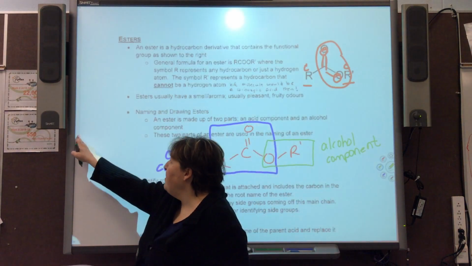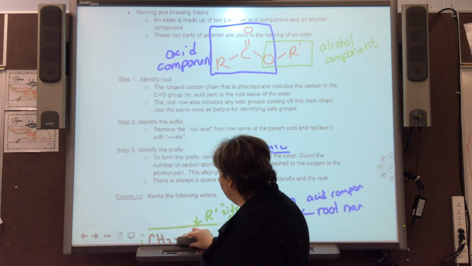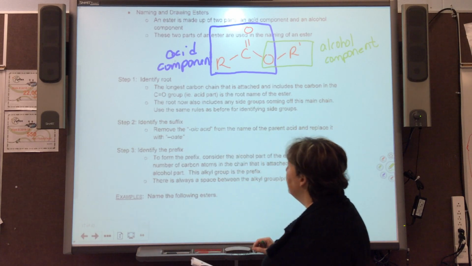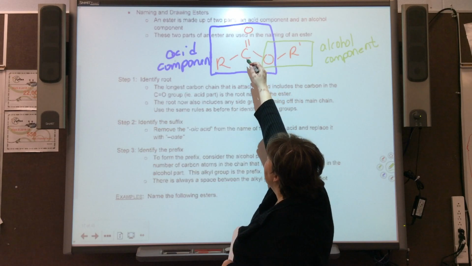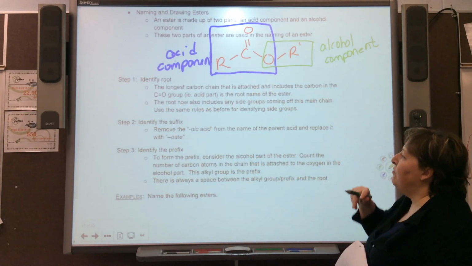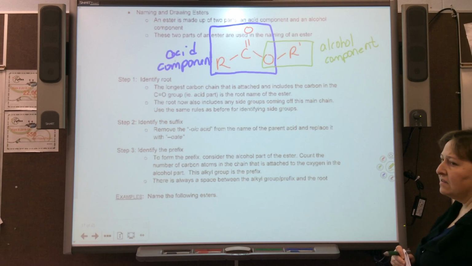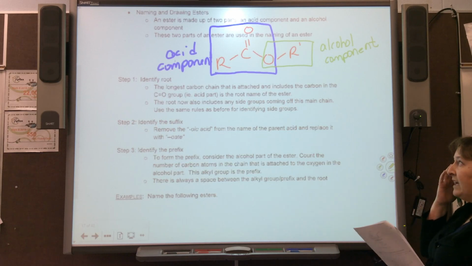So naming. Naming doesn't get too much different. We follow the same pattern that we've established right from the very beginning of doing alkanes. So the longest carbon chain that's attached and includes the carbon double bonded O group is the acid part. So this is the R. And then the root now also includes any side groups coming off that chain. Okay? It'll make sense when we see it. So you use the same rules as before for naming. So you remove the oic acid.